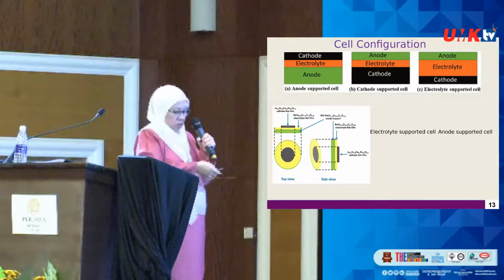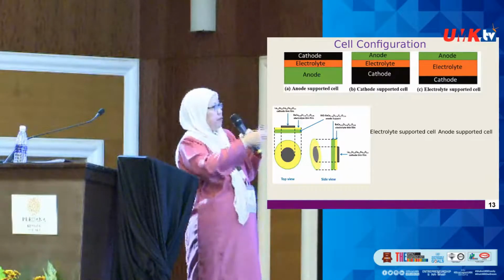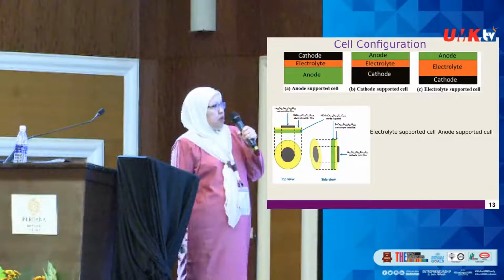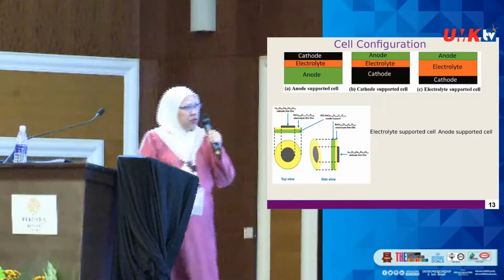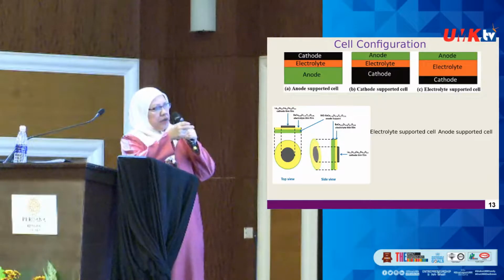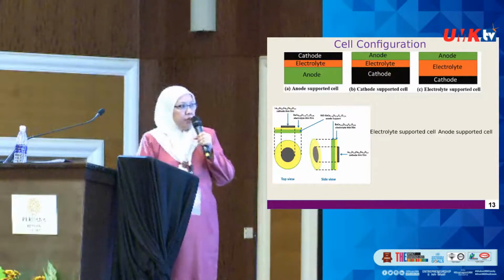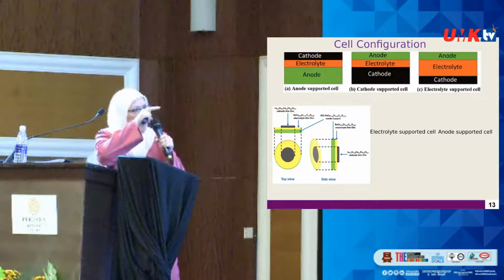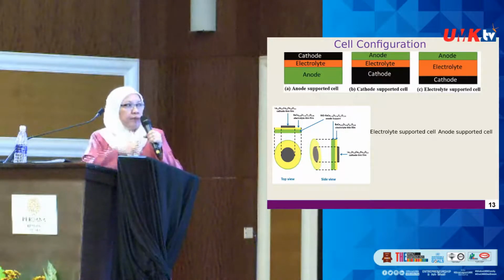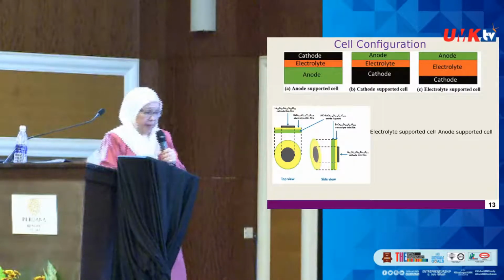This is the top view of our single cell and the side view of the single cell. In terms of the configuration, we have the cathode functional layer, electrolyte, anode functional layer, and anode support. So these layers are supported on the anode substrate that consists of nickel oxide BCZY.